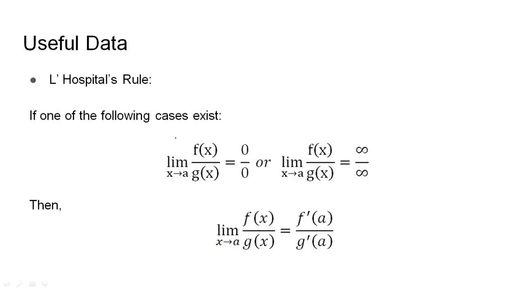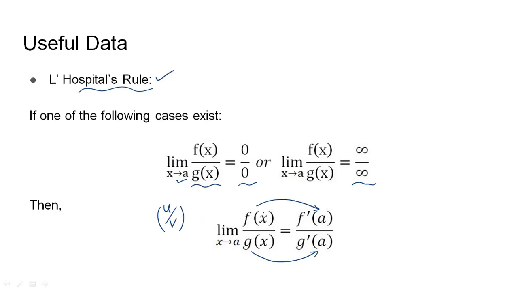Coming to the useful data for this question, one needs to have the knowledge of L'Hospital's rule for solving this limit. If we have a limit which is in the form of a fraction, and on substituting the value of the limit we get either 0 by 0 form or infinity by infinity form, then in order to find that limit, L'Hospital's rule will be applied, where the numerator is differentiated once and the denominator is differentiated once separately. U by V rule should not be applied.